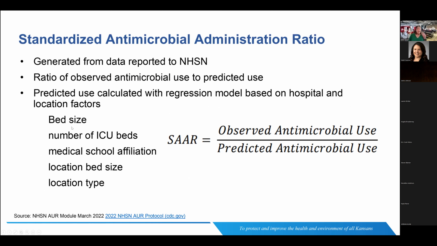Okay, so the standardized antimicrobial administration ratio. I'm going back into the chat here. I'm seeing Nicolette, the infection prevention staff, reports to NHSN. Lauren, Steve, looks like you guys are all reporting to NHSN's AU/AR module, which is fantastic. So you're doing better than I am because we actually just recently had the capability to start reporting. So congrats to you guys.